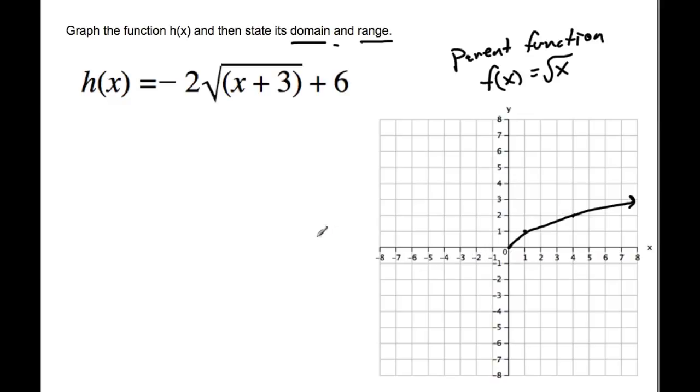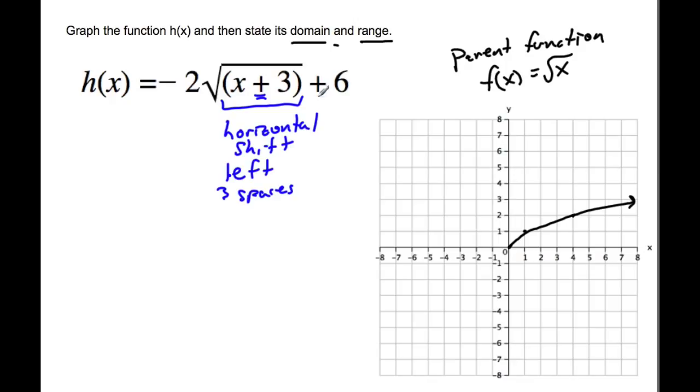Now let's talk about the type of transformations that are involved in this h of x function. We know that if it's under the radical, we have a horizontal shift opposite this sign. If we're adding or subtracting outside the radical, we know that we're going to have a vertical shift, and it follows the sign.